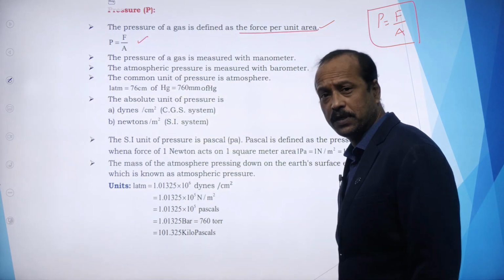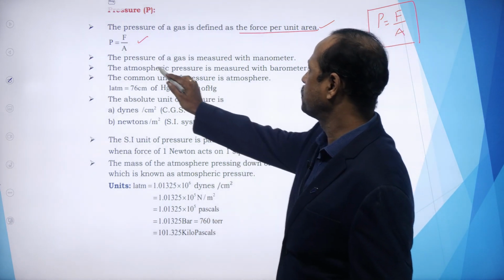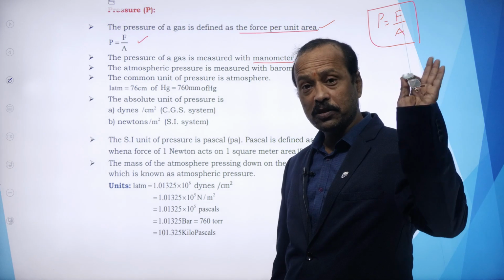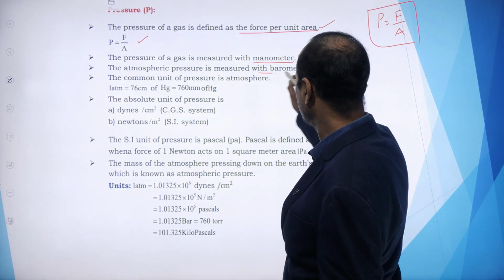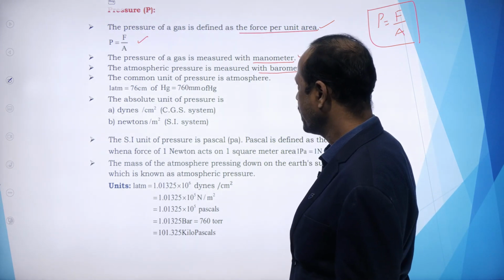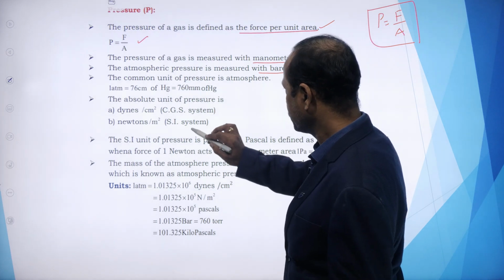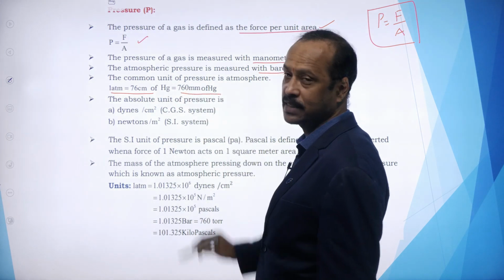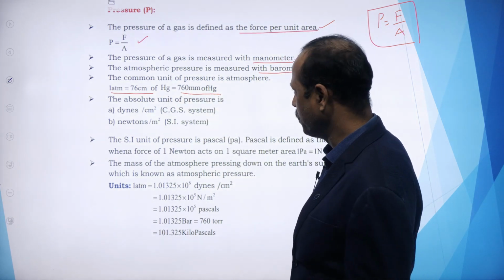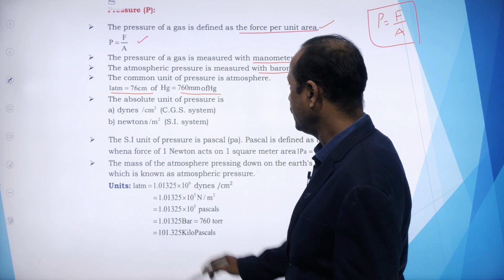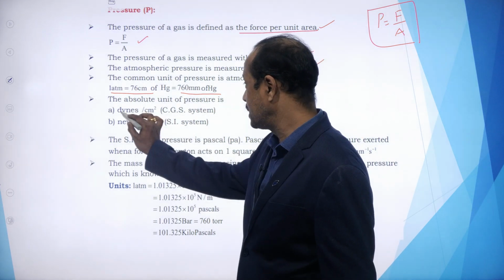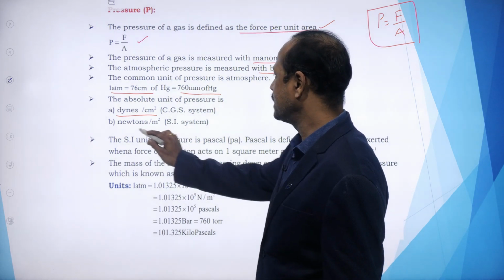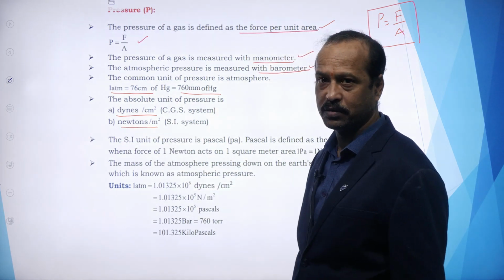So how can you measure the pressure? The pressure can be expressed in different ways. The pressure of a gas is measured with a manometer, and atmospheric pressure is measured with a barometer. This already I think you might have learnt in the lower classes. And with the barometer, 1 atmospheric pressure is equal to 76 centimeters or 760 mm of mercury. And the CGS unit of pressure, this is very important, is dynes per square centimeter, and the SI unit is Newton per square meter.